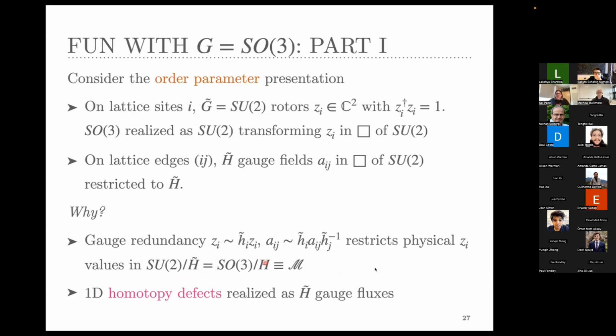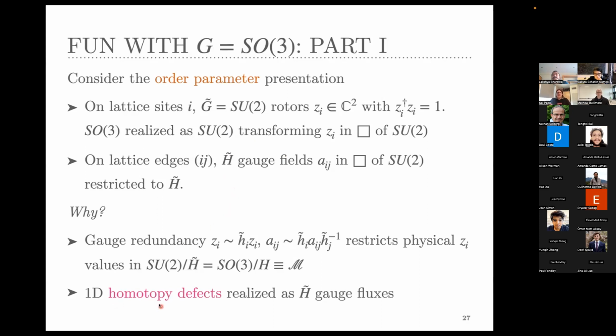So hopefully you're convinced that all the relevant information reflecting the universal properties of the symmetry breaking pattern is stored in this presentation. But where are the homotopy defects? Well, there are two places. Either they're stored in the lattice site degrees of freedom, or the lattice edge degrees of freedom. They're not stored in the lattice site degrees of freedom because SU2 is simply connected, so pi1 of SU2 is trivial. So they have to be stored in the gauge field degrees of freedom.